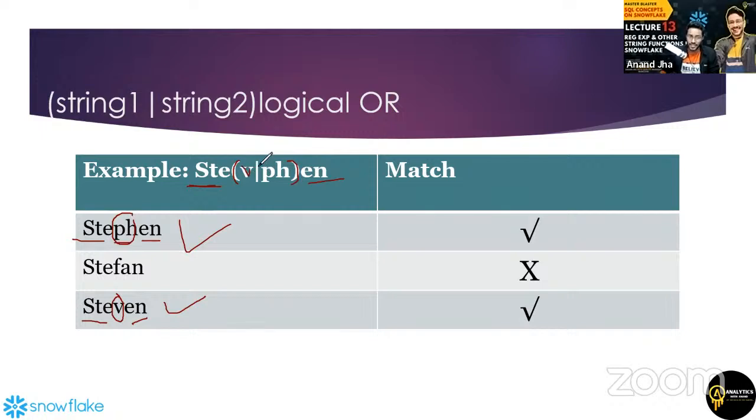I'll put V, pipe, and PH. Pipe is the OR, because I'm looking for the word Steven or Stephen. Usually this happens in Aadhaar. Many times a person's name is written wrongly. Sometimes my name, they write it as Anand, double A, A-N-A-N-D, and sometimes they write DH also. So whenever you're confused that the name might be spelled in different ways and you want to look for such variants, give your expression in the angle bracket. Starting and ending will remain the same. So wherever this word appears any number of times in the document, you'll be able to find it.